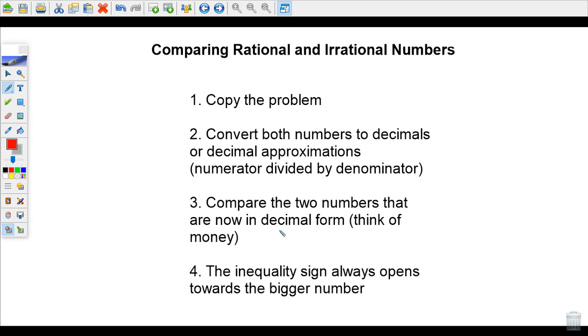And to do that, you do numerator divided by denominator. You might have to take the square root of something, and I'm going to let you use a calculator to do all of that. I'm more concerned about actually comparing right now than converting to a decimal. So you can use a calculator to do the conversion in step 2. Step 3 then is we look at those two numbers now that they're in decimal form and think of money and compare them. So you're going to compare place value by place value to determine which one is bigger. And then remember that the inequality sign always opens towards the bigger number.